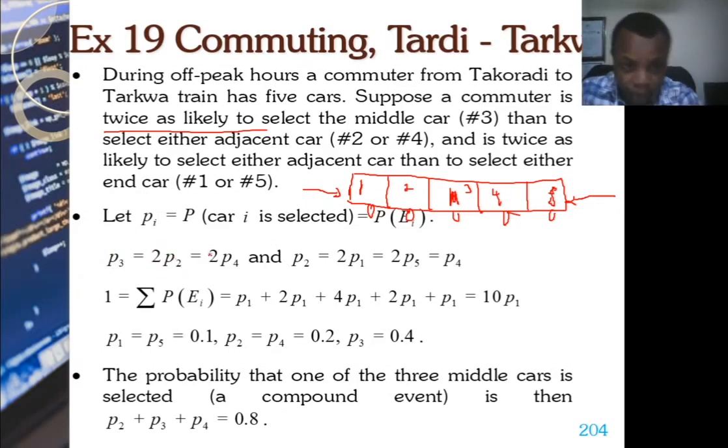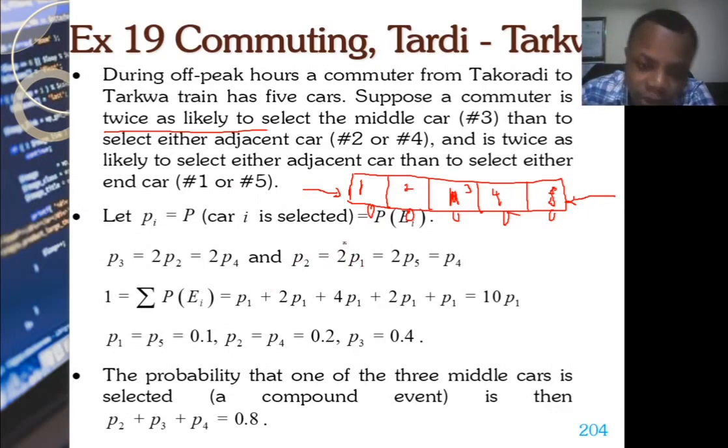Car 2 or car 3 or car 4. Remember that he is twice as likely, so 2 times the probability of car 2, and this is also 2 times the probability of what? Car 4. Now once it comes to the other side, remember we said that he is also twice as likely to select either car 2 or car 4 than to select either car 1 or car 5. So once it comes to car 2, this could be equal to what? 2 times the probability of what?